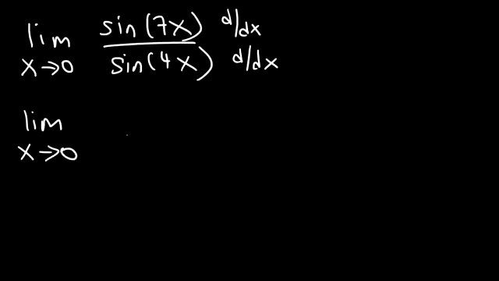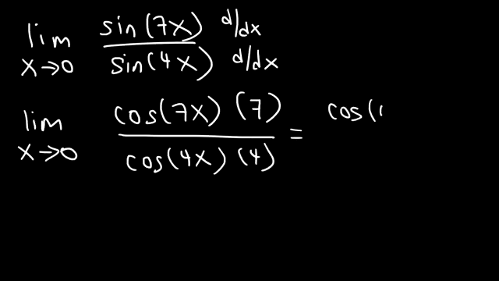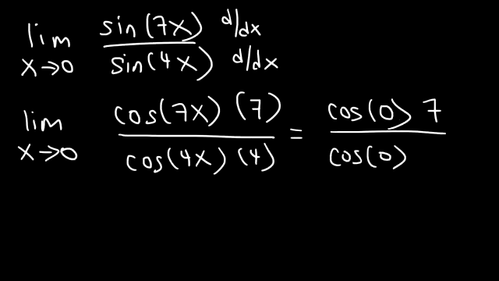So the derivative of sine 7x is cosine 7x, and then according to the chain rule, we need to find the derivative of the inside function, which is 7. And the derivative of sine 4x is cosine 4x times 4. So now we can use direct substitution. So if we replace x with 0, 7 times 0 is 0. So we're going to have cosine 0 times 7, and on the bottom, 4 times 0 is 0. So we could cancel cosine 0 because they both equal 1. And therefore, the final answer is 7 over 4.